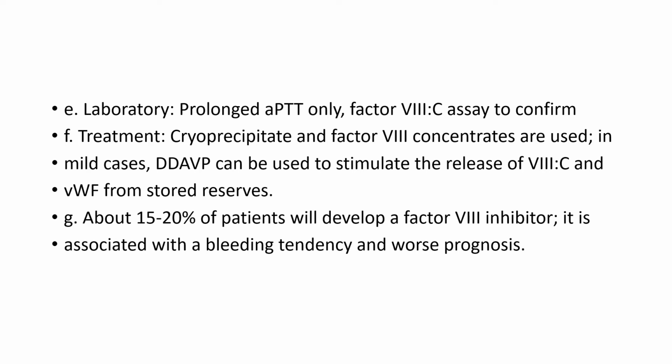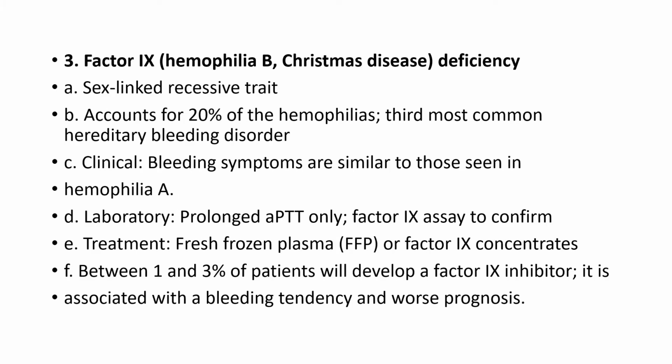Treatment is by giving cryoprecipitate and factor 8 concentrate. In mild cases, DDAVP can also be used to stimulate the release of factor 8C and von Willebrand's factor from the reserves. 15 to 20% of the patients will develop factor 8 inhibitor, and this is associated with bleeding tendency and worse prognosis. Number 3, factor 9 deficiency or hemophilia type B, Christmas disease.